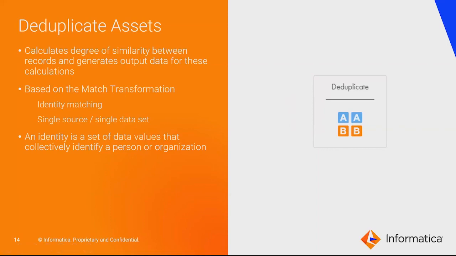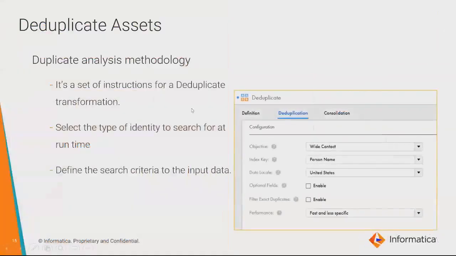Okay, moving to the next slide. Basically, the methodology for this asset is that it has a set of instructions for the deduplicate transformations, and you select the type of identity to search for at runtime, and define the search criteria to the input data, right? So this is how you define it, right? Define the duplicates consolidation.